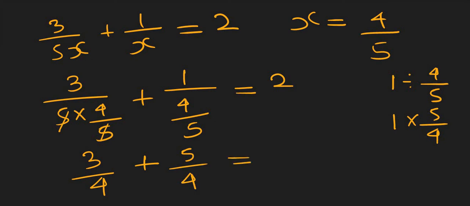We have a common denominator. We can write it as it is. 3 plus 5 is 8. Therefore, we get 2, because 8 divided by 4 is 2. Our answer is correct.